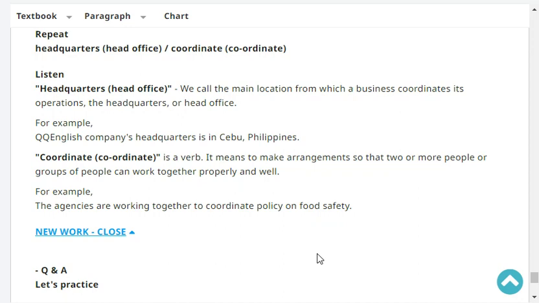Coordinate is the verb. It means to make an arrangement so that two or more people or groups of people can work together properly and well. For example, the agencies are working together to coordinate policy on food safety.